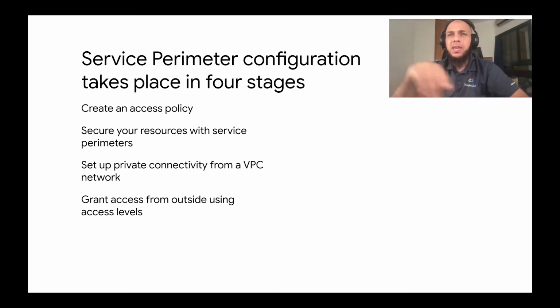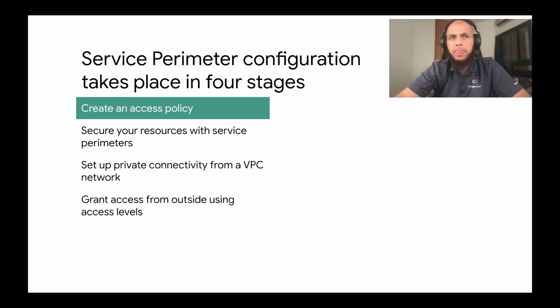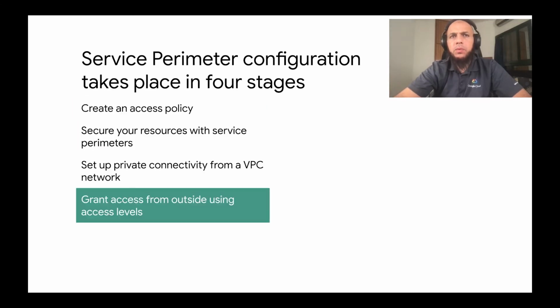So all your resources that are within the service perimeter, that's the configuration to say which project my service perimeter is protecting. And then you will set up private connectivity from a VPC network and grant access from outside using access levels. So inside you will have the VPC network that is part of the perimeter, and from outside you will be using access levels. So these are the 4 stages.